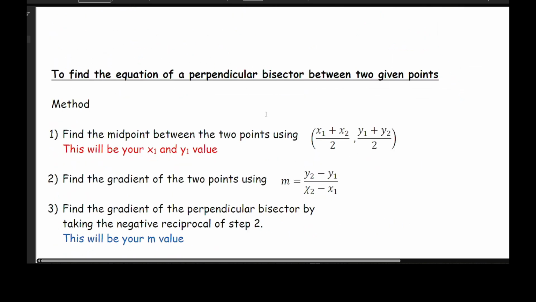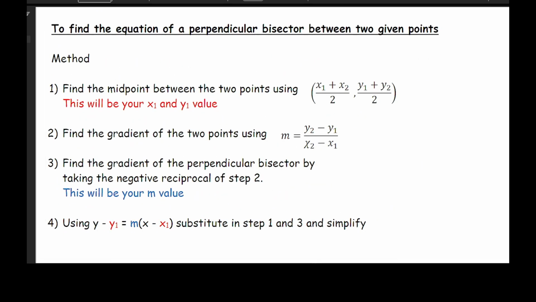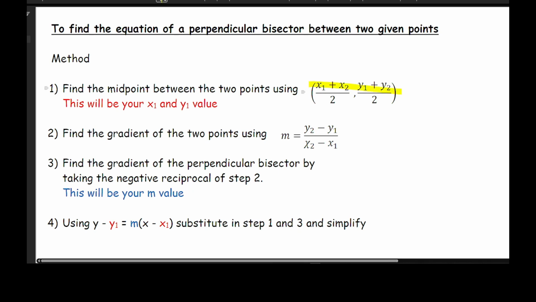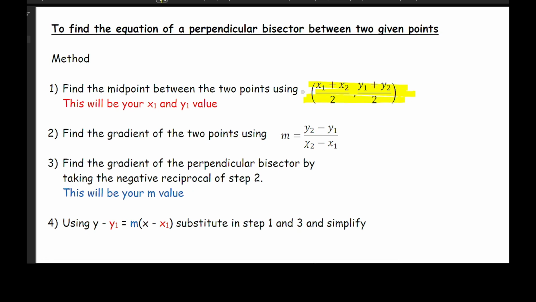So to find the equation, all we need to do is follow these 4 steps. Now, the first step is finding the midpoint between the 2 points, in which all we need to do is use the formula for the midpoint between 2 points, which is x1 plus x2 divided by 2 and y1 plus y2 over 2.